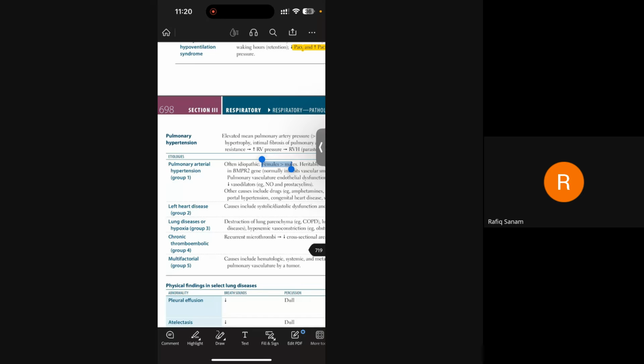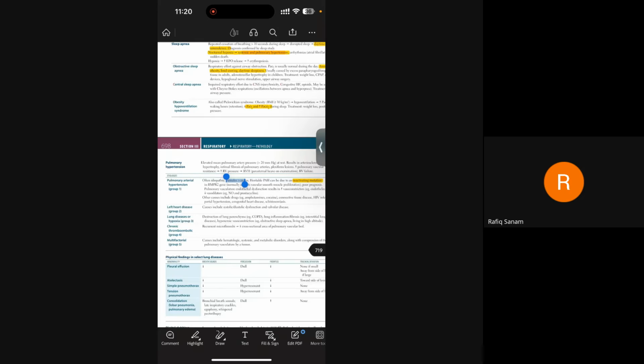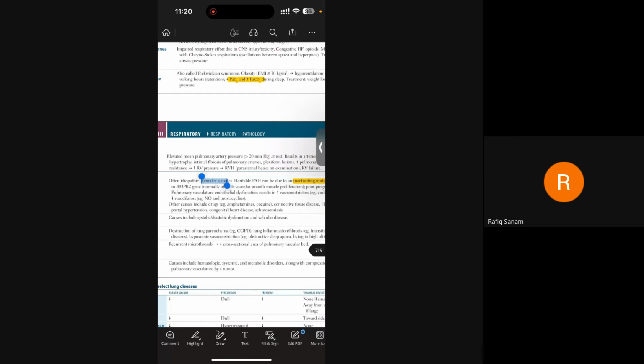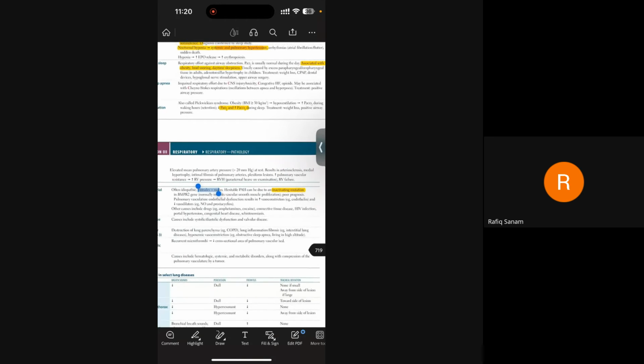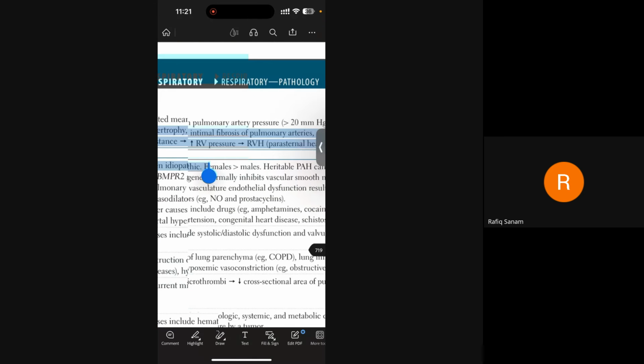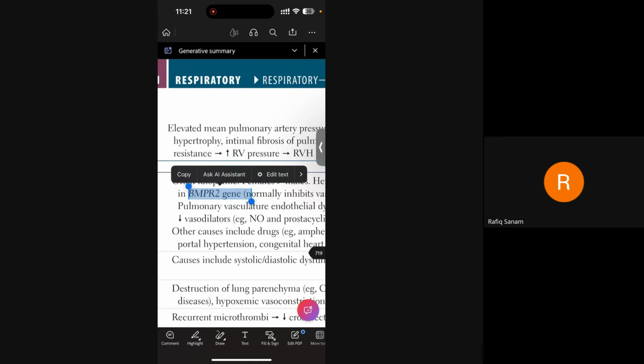I think there are 5 to 6 questions on pulmonary hypertension, and in all of these questions the patient is a female. So that can also explain the heart failure in her mother as well. And what type of mutation do we see in pulmonary hypertension? BMPR2 gene mutation. Remember this as well. This is also very important.